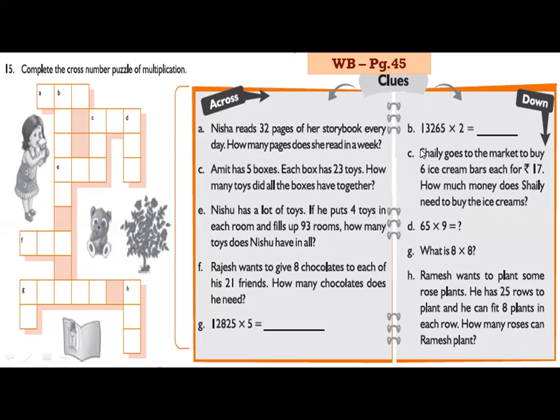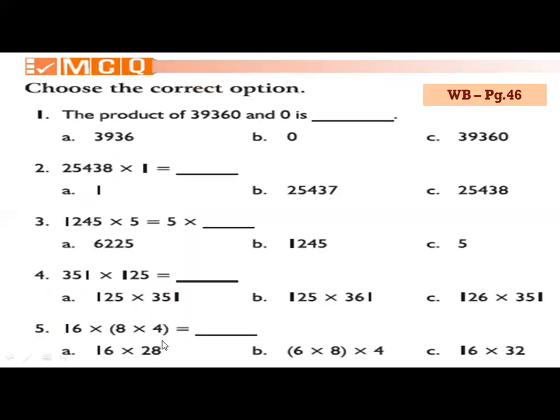Similarly, read all the questions, multiply the numbers, find the answer and write it down, whether it is across or down, and fill in all the boxes. Okay, children. And next, now the MCQ of chapter 4. Page number 46. First question.